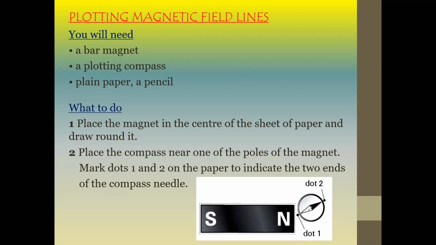Which pole for a compass needle? So it is south pole, because unlike poles attract each other. That's why this is south and this one will be north. So how it points, we mark, we have a new position. Then we move the compass until the last point which we marked.